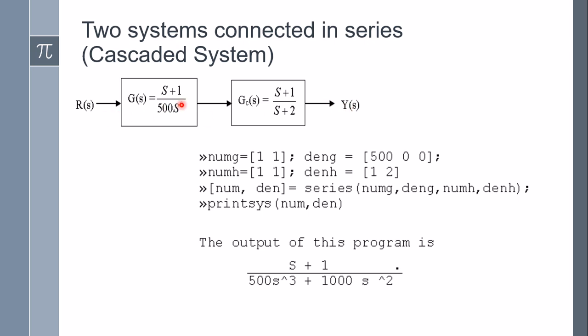Now when both systems are connected in series, passing through G of s, the input will be multiplied by the system function G of s, and the output of the first system will be R of s into G of s. This R of s into G of s is the input for the second system Gc of s. So while arriving at the output, Y of s can be represented as G of s into Gc of s into R of s.